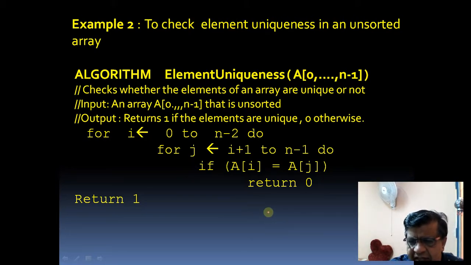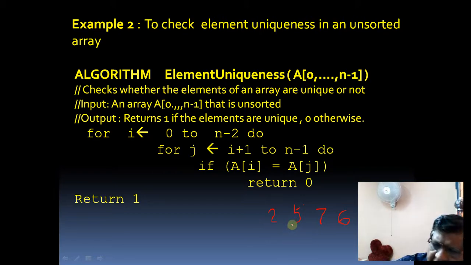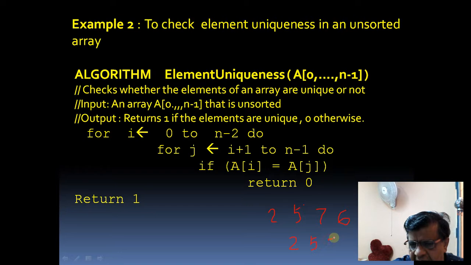Let the elements be 2, 5, 7, 6, 1. Every element is to be compared with the other elements so that uniqueness is maintained. If any comparison brings out same valued elements, then it is not unique. That is the strategy. For this, we will write the array elements once again: 2, 5, 7, 6, 1.